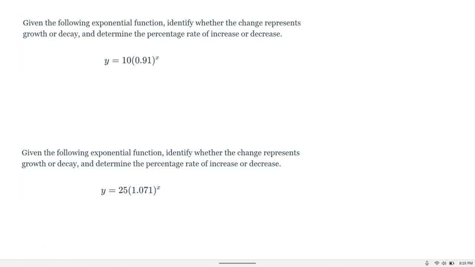Let's look at some examples of exponential growth and decay and some applications. When you are trying to figure out if an exponential equation is growth or decay, you're going to want to look at the b value. This is our initial value, and this is our rate. This is our b. This is what we want to look at.